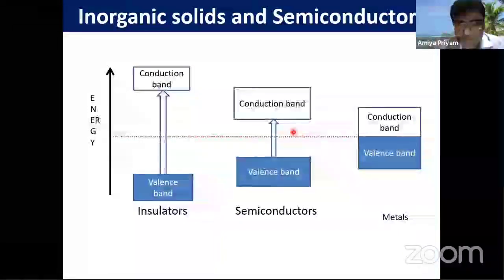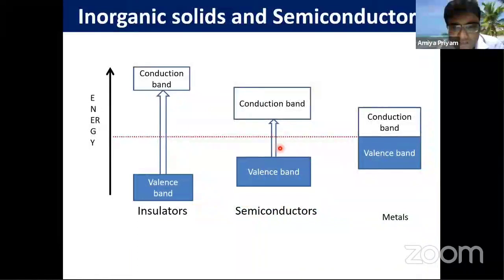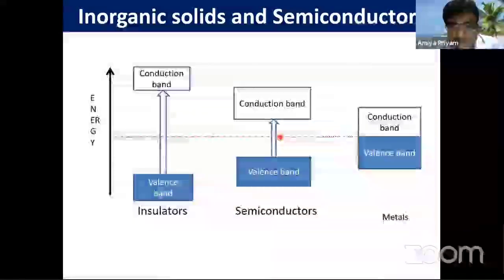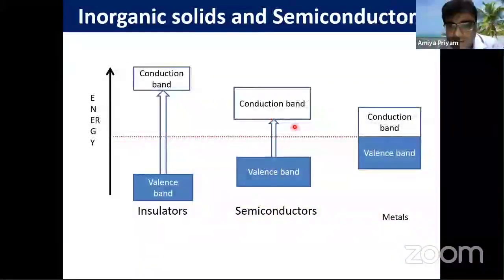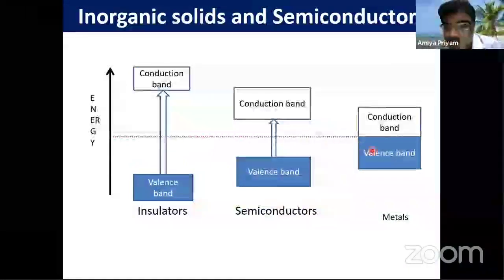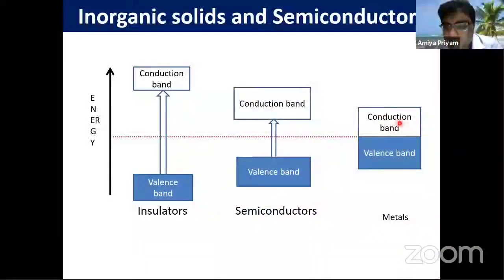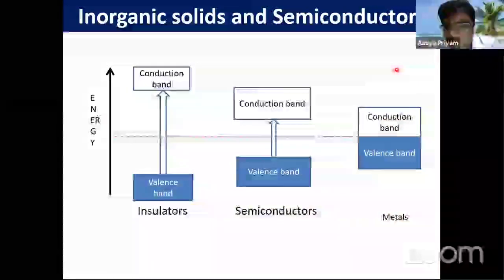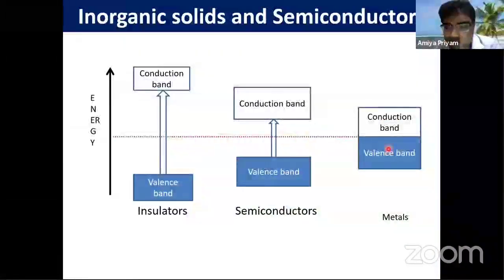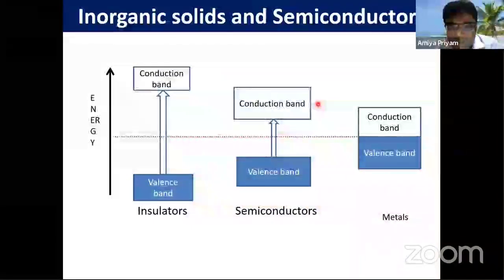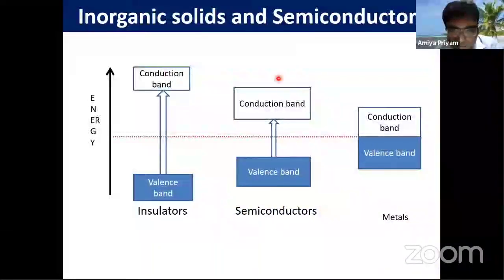If you increase the temperature, you can get conduction. It starts conducting, and that's why we call them semiconductors. And then you have the metals, which I just showed you with silver and silver nanocrystals. They have an overlap of the conduction and valence bands. So today our focus is on this semiconductor system.